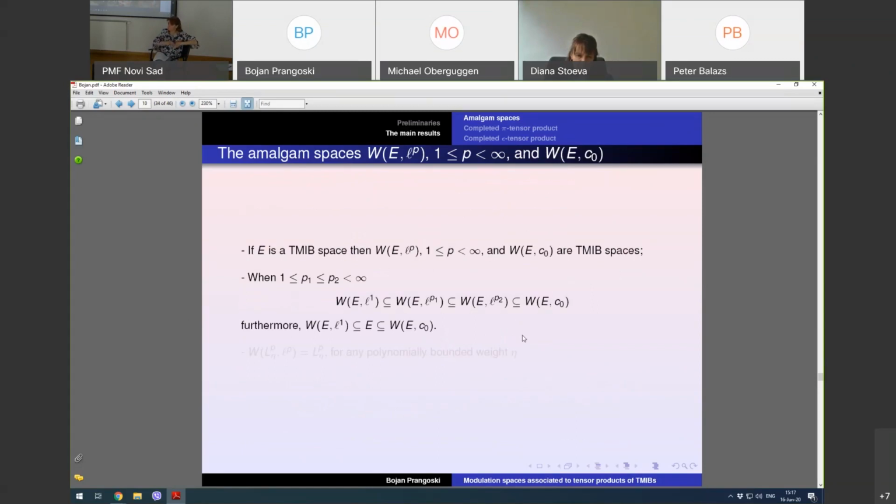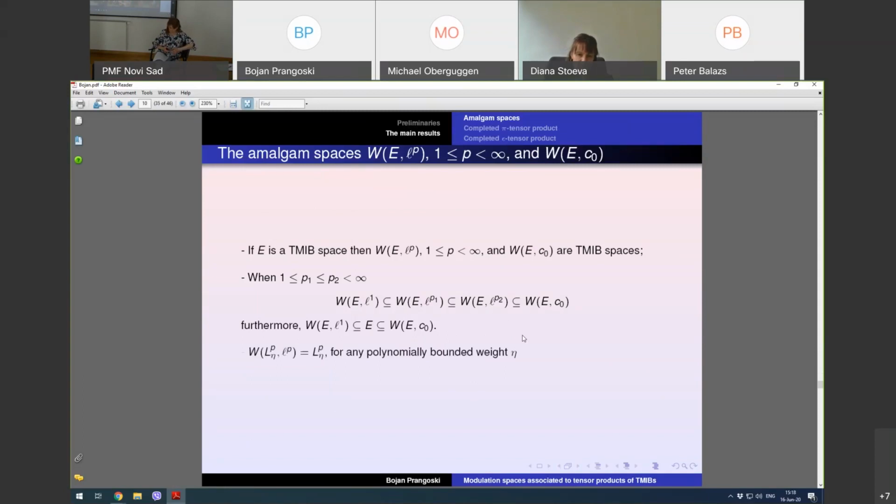This is good for us because the amalgam spaces provide, in a certain way, a good bookkeeping device, because they categorize the elements which are in E_loc by their growth conditions. And the space E is always, of course, somewhere in between.